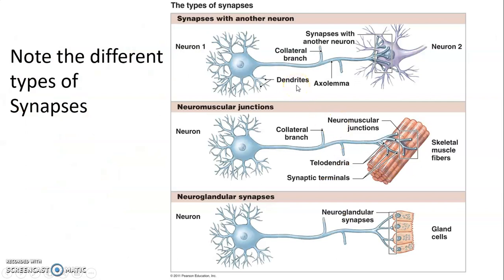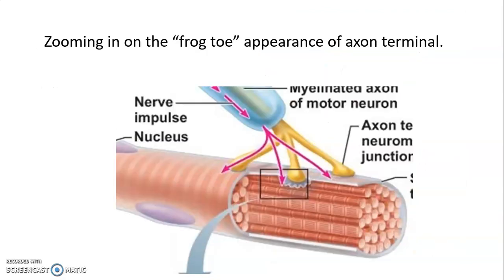Here are different kinds of synapses. Here a nerve cell meets another nerve cell. Here a nerve cell meets a muscle cell. And here a nerve cell meets a gland cell, right, for the stimulation of some gland, such as a salivary gland or a digestive gland and so on. So there's all kinds of different synapses.